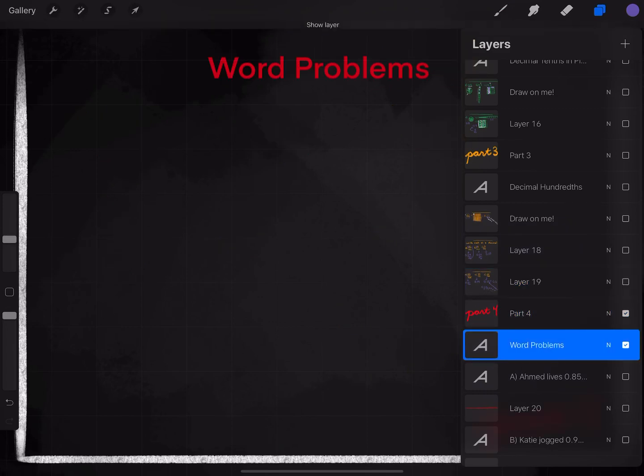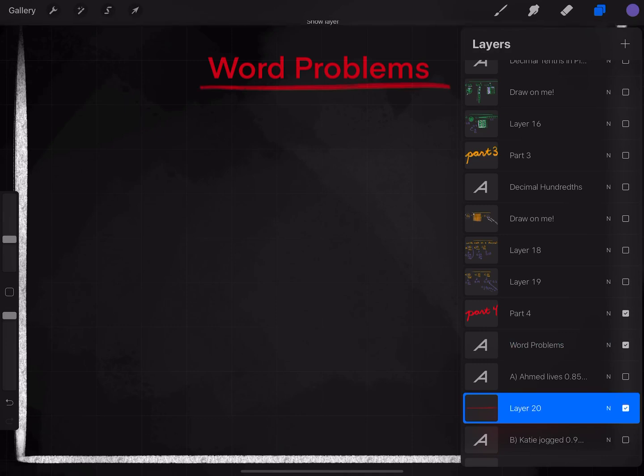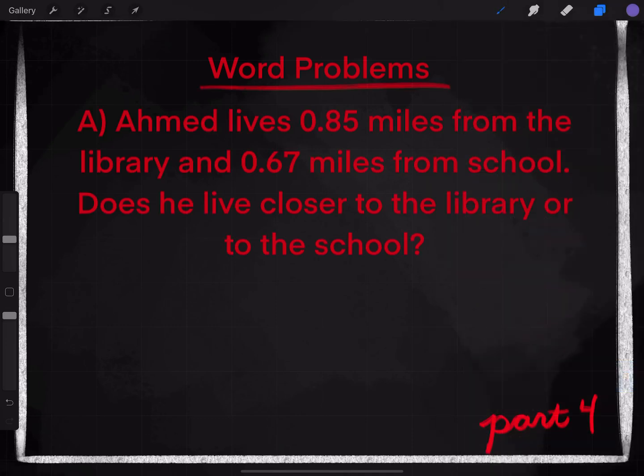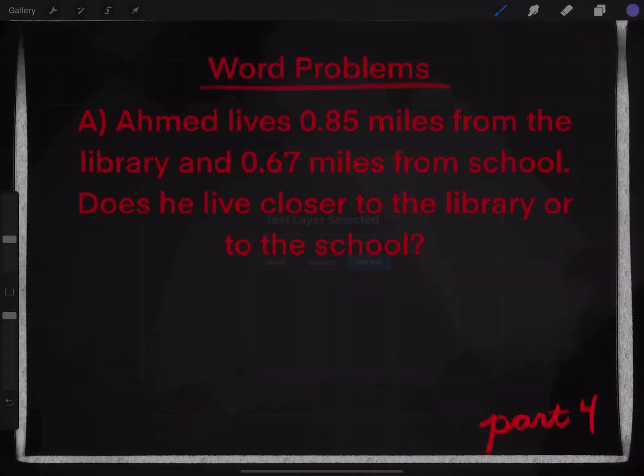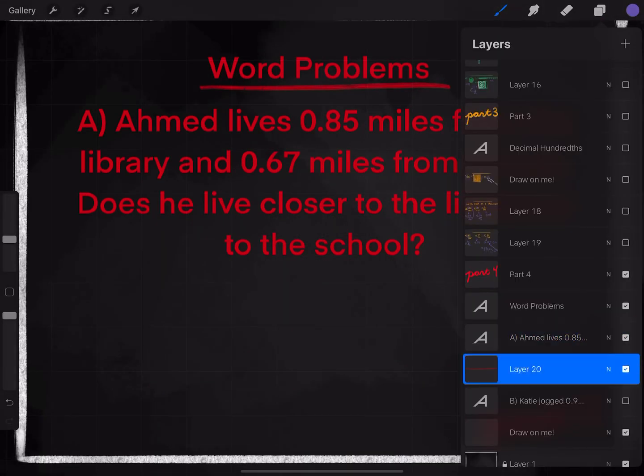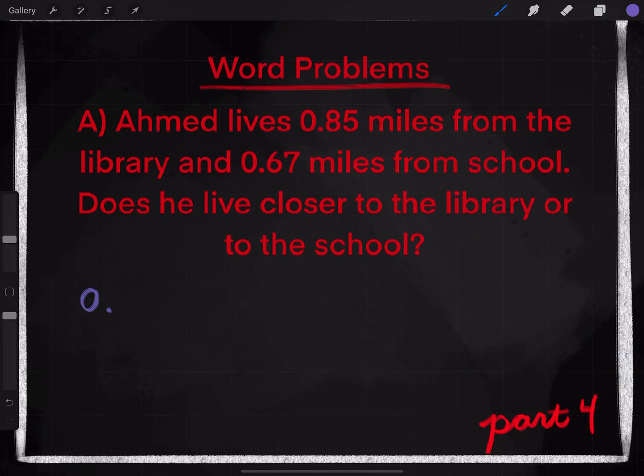All right, and for part 4, there are some word problems with decimals in them. Ahmed lives 0.85 miles from the library and 0.67 miles from school. Does he live closer to the library or to the school? And so you have to decide which is bigger. Is it 0.67 or is it 0.85? So is it 67 hundredths or 85 hundredths?